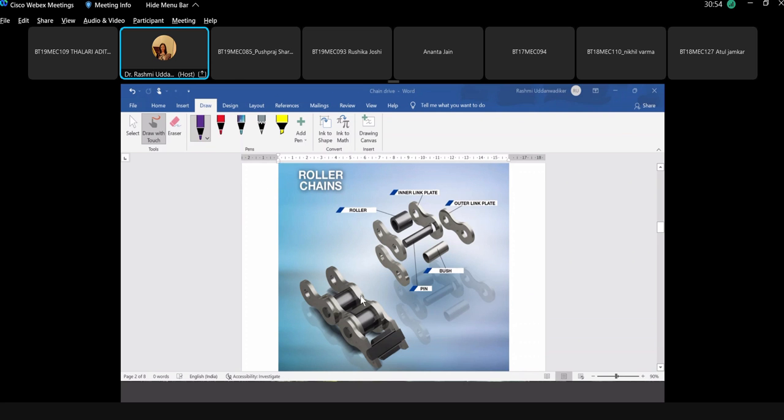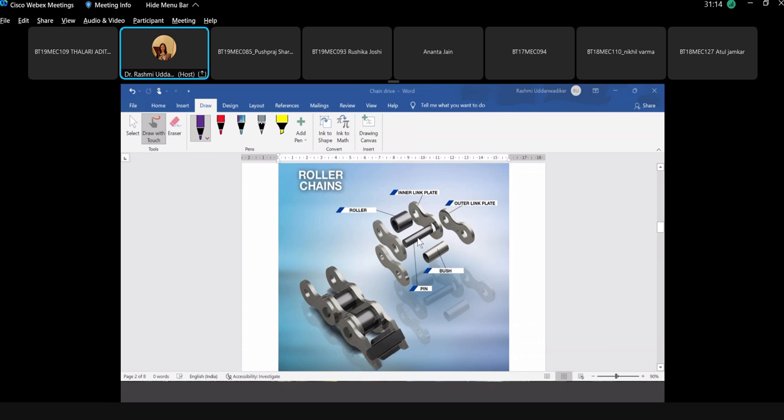This is showing you one set of roller chain. So you have this link plate, and this is this link plate. In between these two link plates, you have a pin. Outside this pin, there is a bush and there is a roller.